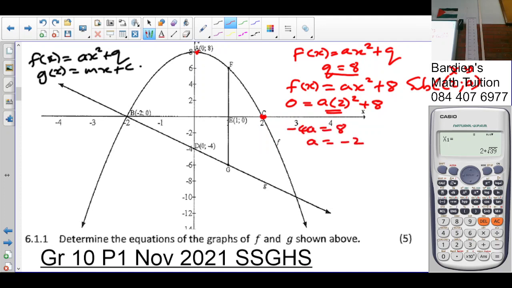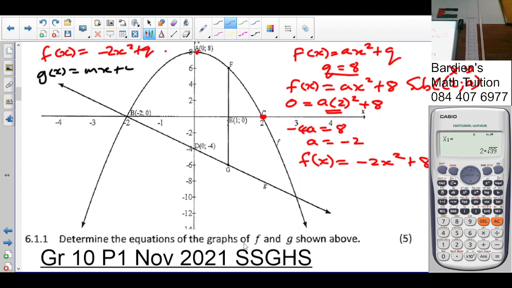Which explains the shape of this graph. Can you see that? So that almost confirms that my equation looks right. Okay, so the question was to determine the equation. So f of x is equal to negative 2x squared plus 8.